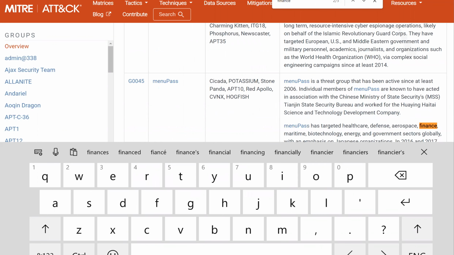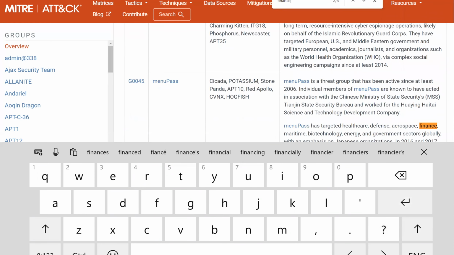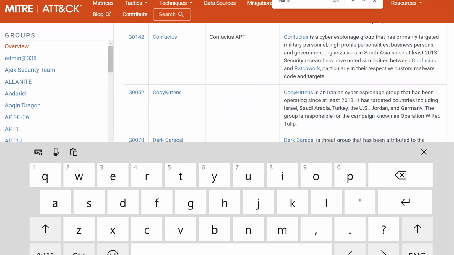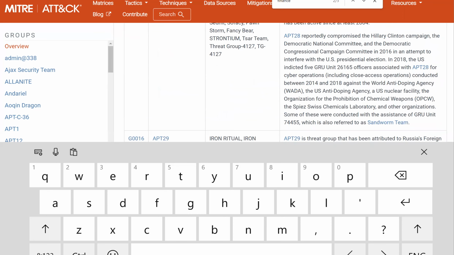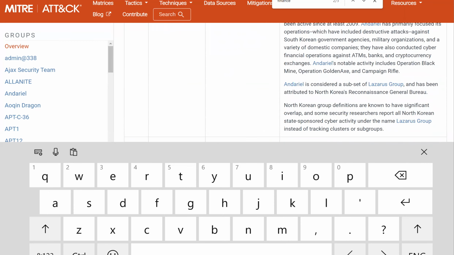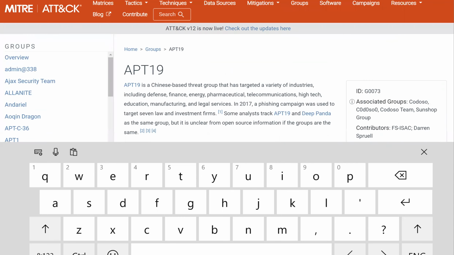So we can see there's a bunch of APTs that are maybe targeting financial organizations, from G1009, Moses Staff, to these guys. And then you can start profiling based on the industry we're working with, whether it's financial, gaming, fintech, whatever it is. Let's pick one and start going from there. The one that I know and like to use, I think it was APT19, was a financial services one.